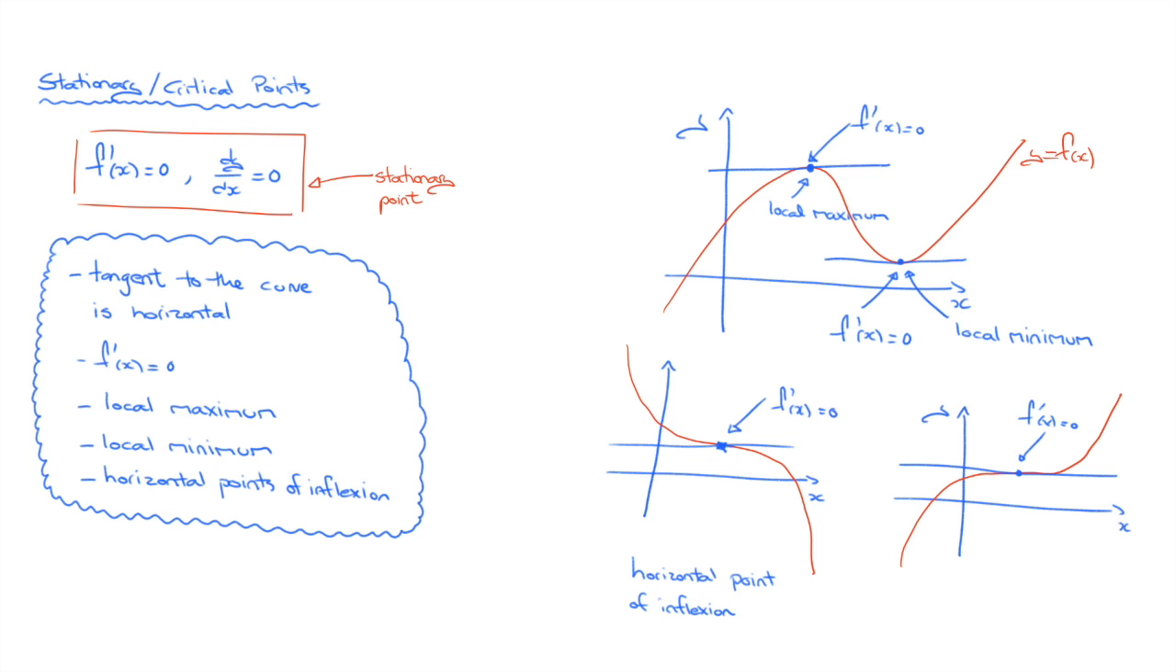The next thing we'll learn is how to actually find or locate these stationary points along the length of a curve.